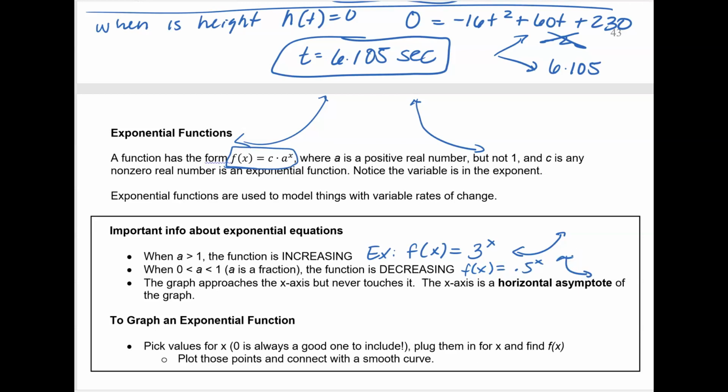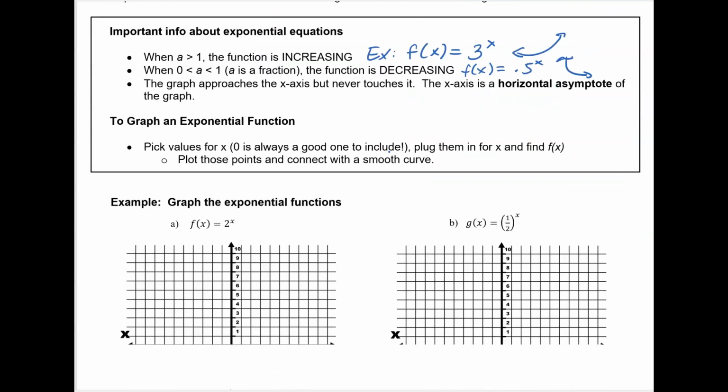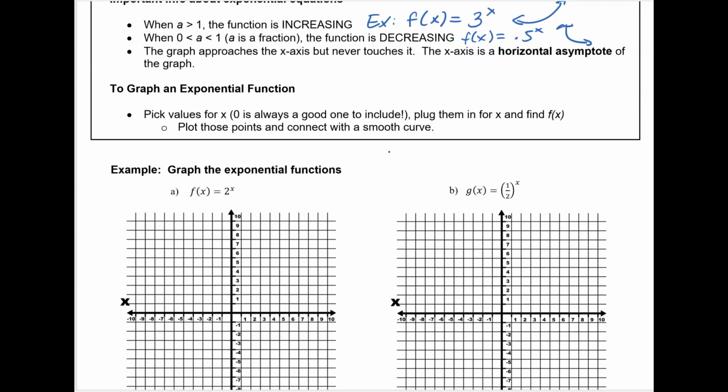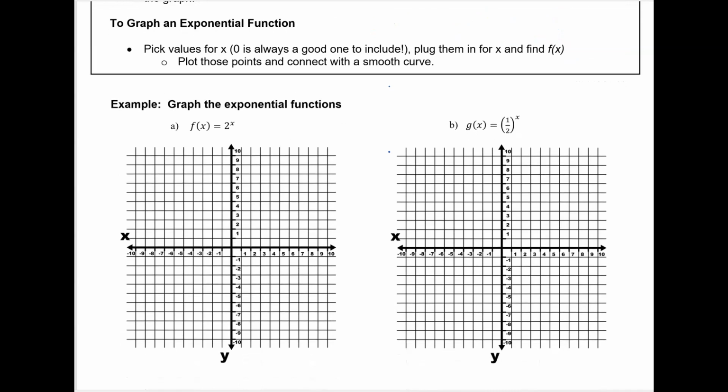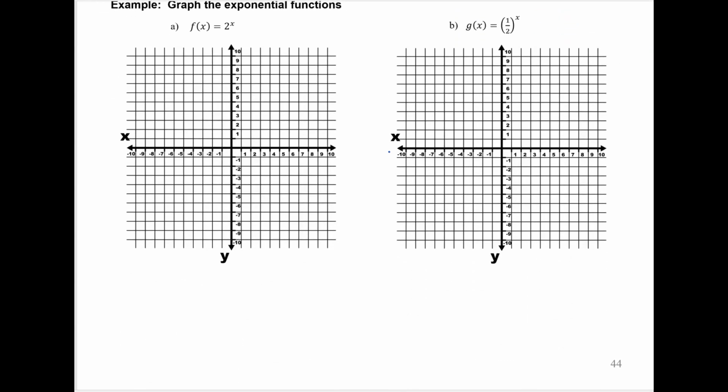It does have a horizontal asymptote, which just means that it never touches the x-axis. It gets really, really close to the x-axis, but it doesn't ever touch. So how do we graph? Very similar to the other ones. We can just pick some x values, plug them in, and then find y. And then you have your graphing software, Desmos, to double check.